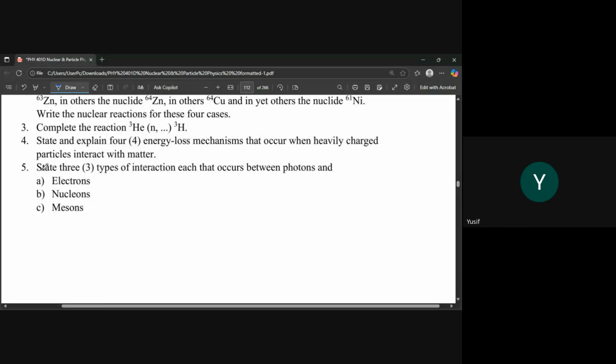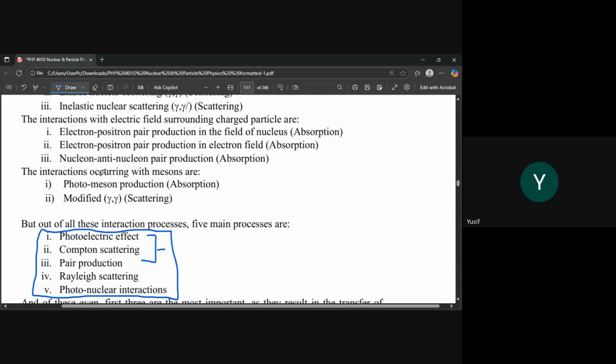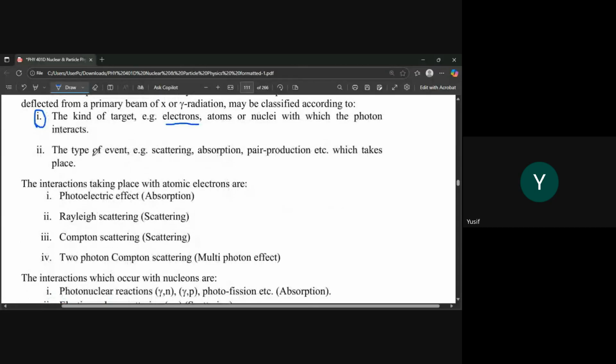So you see a question 5 like this. It says state three types of interaction that occur between photons and electrons. So when you talk of electrons, what are some of the things that are being produced? That's why you can talk about the photoelectric effect, the Compton effect, and the Rayleigh scattering. I hope you've done all that. That's what you're having over here.